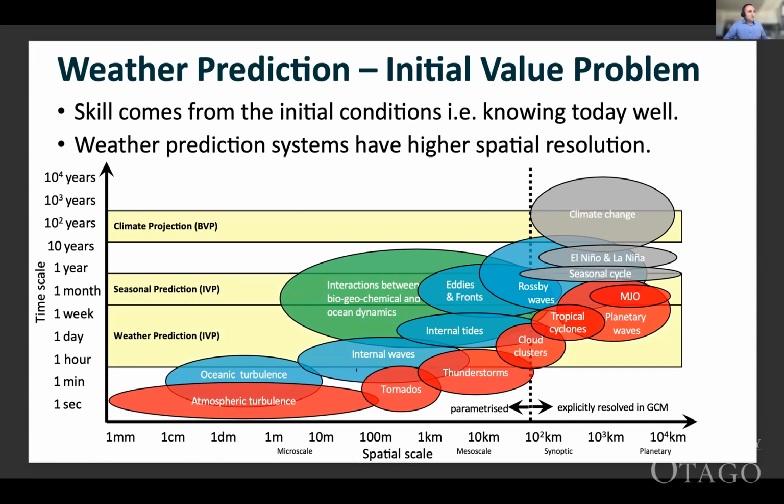At the other end, we have weather prediction and seasonal prediction. This is really all about your initial conditions. The skill in a weather forecast is all about how well you can know the weather right now. Might sound a bit odd, but we actually don't know what the weather is right now because we don't have a sensor everywhere. So there's uncertainty in where you're starting from. And as the forecast progresses, that uncertainty grows. So these regimes are all about how well you can know today.